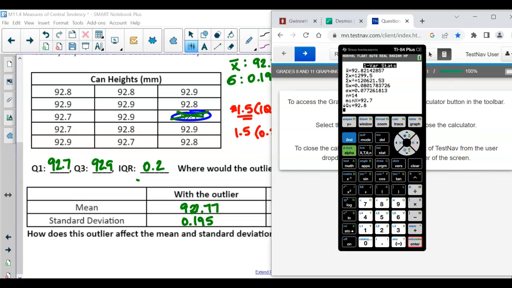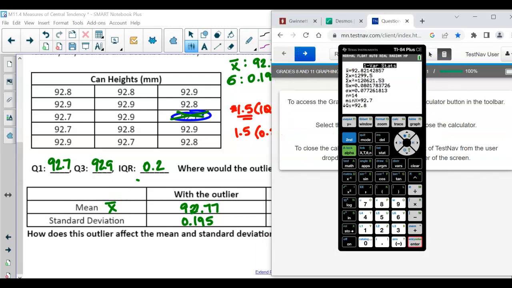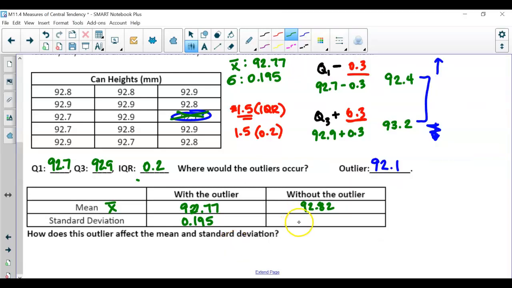And here we go. So now the mean is 92.82. So the mean is 92.82, because remember, that's your x-bar, the X with the bar over it. And then now what is the standard deviation? 0.077. So 0.077, because that was your sigma.